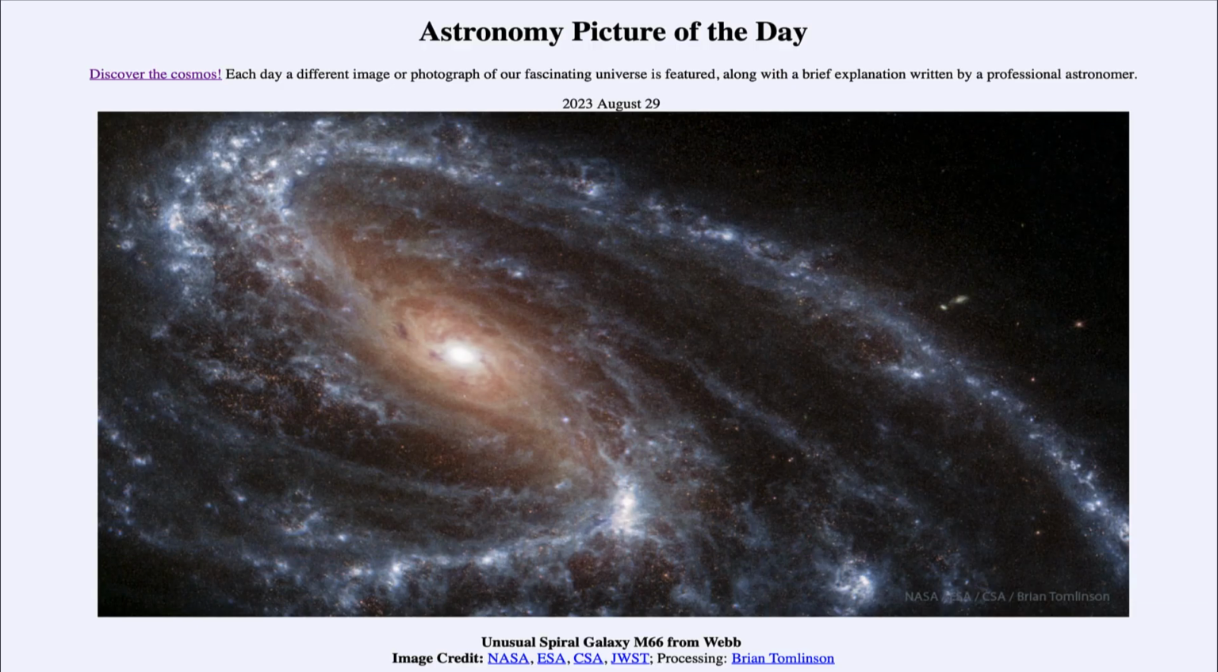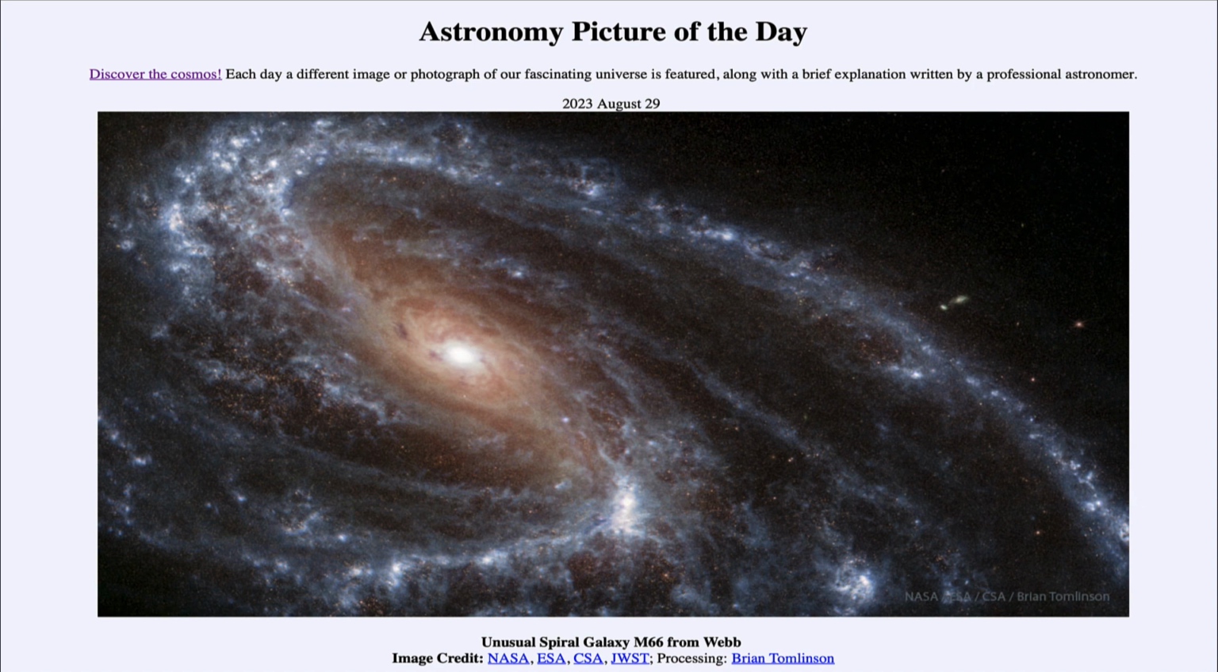One of the things that I like to do in each of my introductory astronomy classes is to begin the class with the astronomy picture of the day from the NASA website, that is apod.nasa.gov/apod. And today's picture for August 29th of 2023. Well, it is titled Unusual Spiral Galaxy M66 from Webb. So what do we see here?